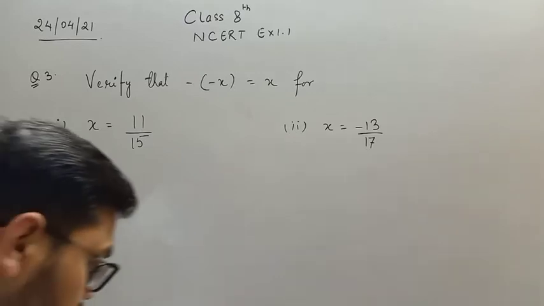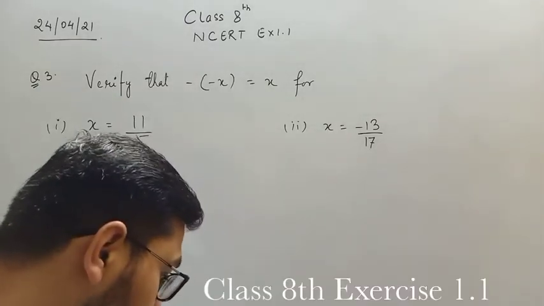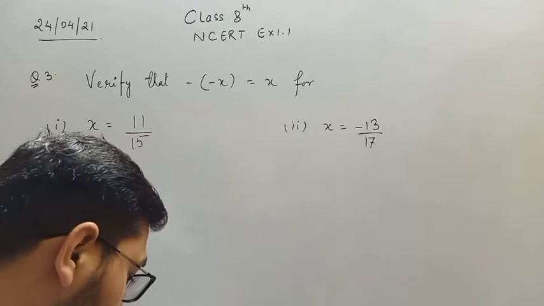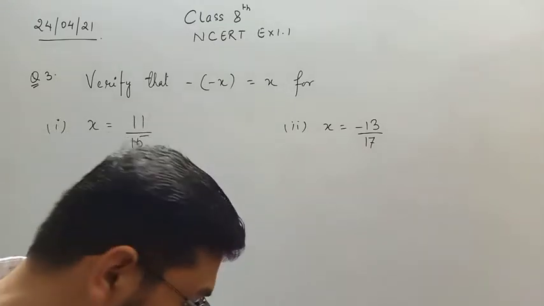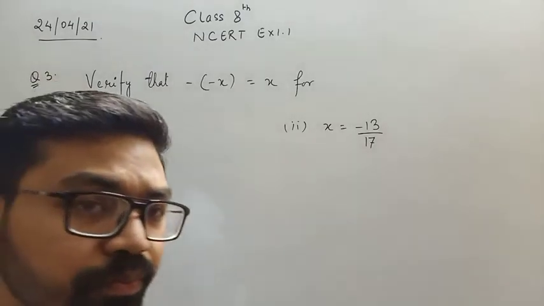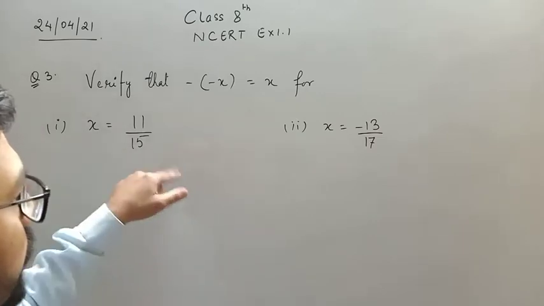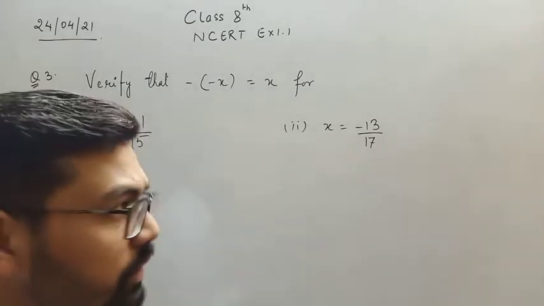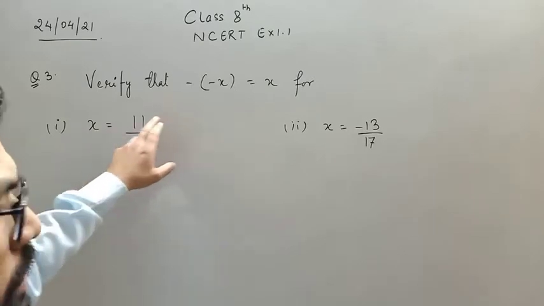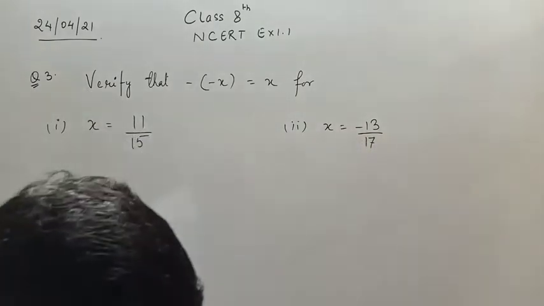Good morning, students. As we were doing exercise 1.1 rational numbers, and I have covered first and second question, right? So today I'm going to start with question number third. The question number third says verify that minus of minus x is equals to x for x is equals to 11 by 15 and x is equals to minus 13 upon 17.